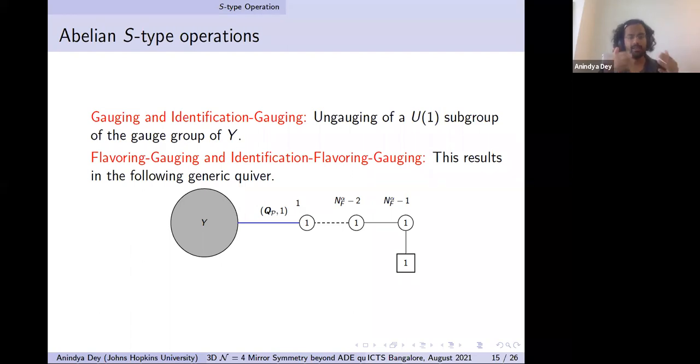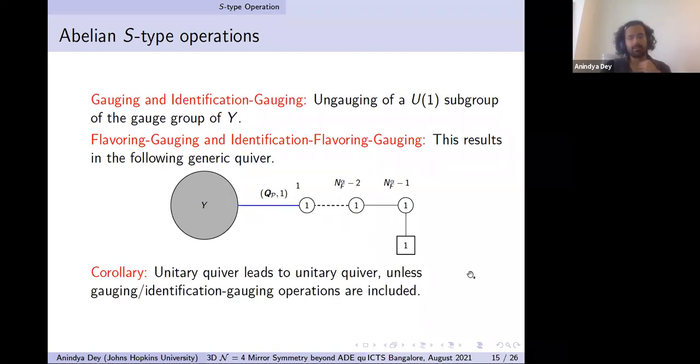So as you can see, in each of these cases, the dual theory Y prime that you obtain at the end of the operation is a Lagrangian theory, while X prime is obviously Lagrangian because of the construction that we did. Okay, good.